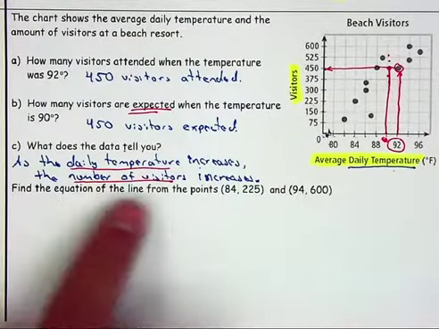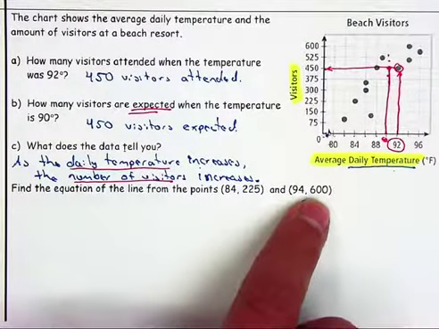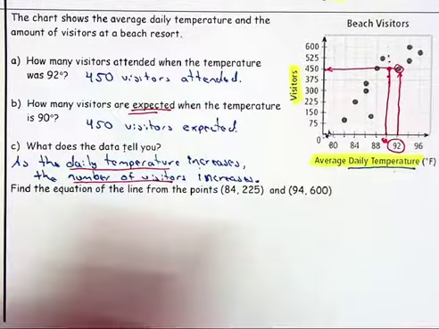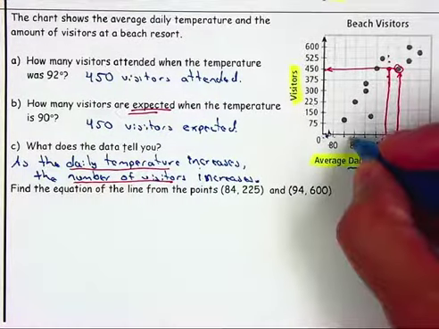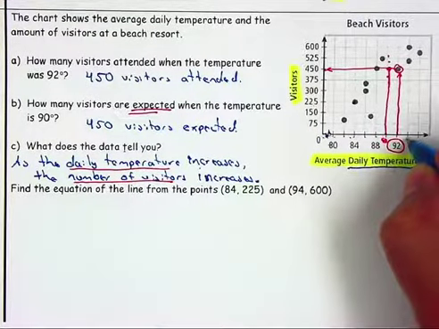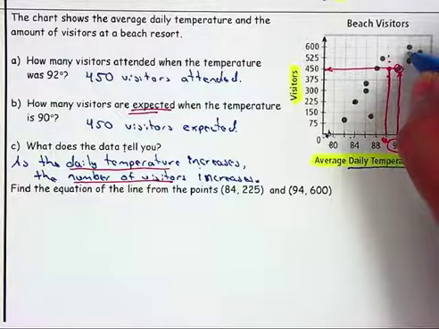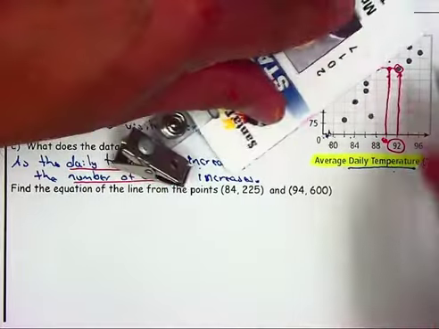Find the equation of the line from the points (84, 225) and (94, 600). So we have 84, 225 is this one here, and 94, 600 is up here. So therefore I'm going to use my ID to connect them.